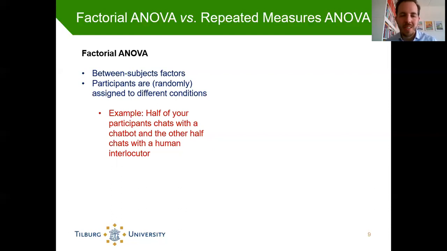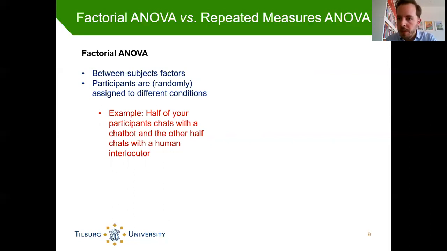One person asked me in the Q&A session whether there could be a bit more different examples. So here's one. Imagine you're interested in whether people behave differently when they're chatting with a chatbot compared to when they're chatting with a human interlocutor. So in an experiment, what you could do then is that you take half of your participants and you let them chat with a chatbot.